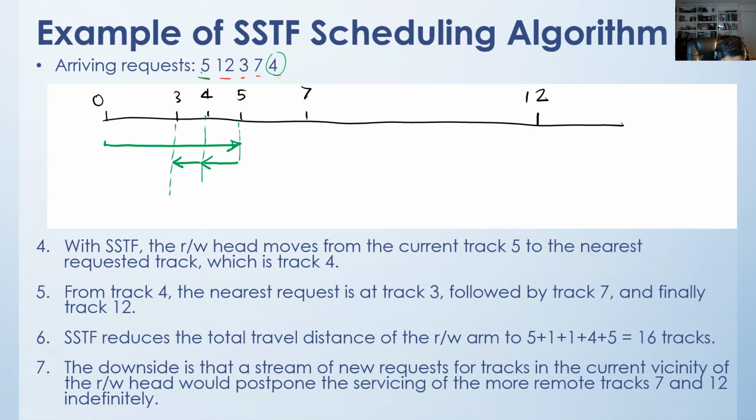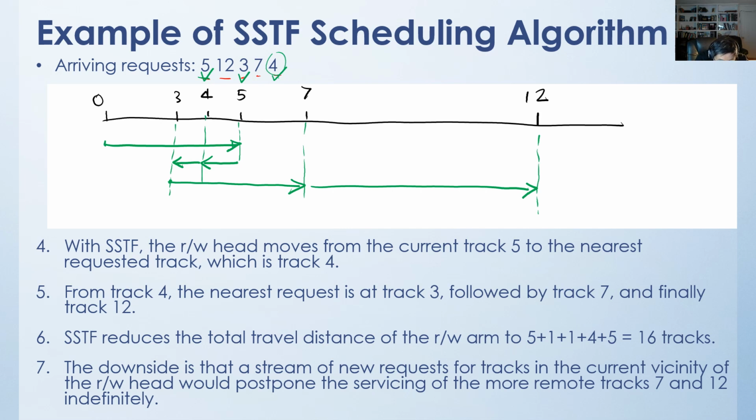Okay, so now we actually service the track 5, 4, 3, and then what's the next nearest one? The next nearest ones are track 12 and 7. So the nearest track is 7, right? And then 12. Okay.